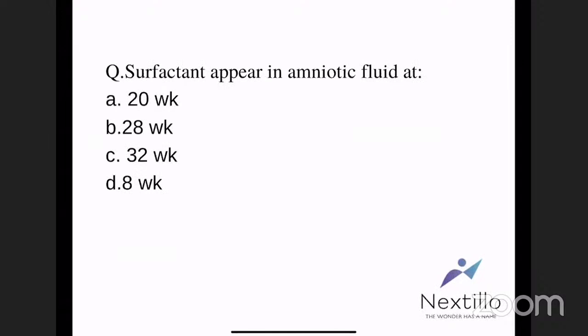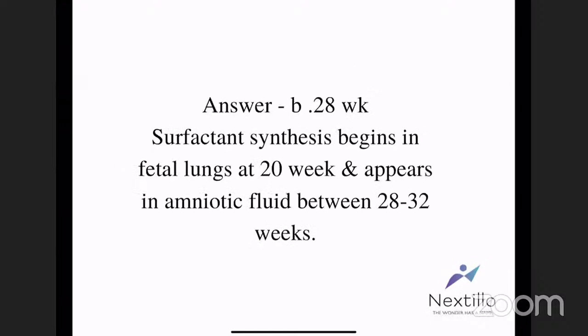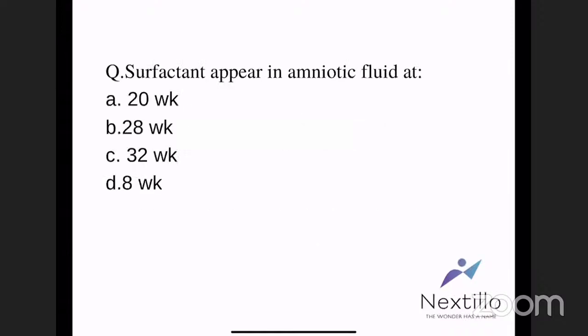Next question is, the surfactant appears in amniotic fluid at choice A 20 weeks, choice B 28 weeks, choice C 32 weeks, and choice D 8 weeks. So the right answer here is, surfactant synthesis begins in fetal lungs, we have already discussed, at 20 weeks and appears in amniotic fluid between 28 to 32 weeks of gestation. So the right answer here will be 28 weeks.